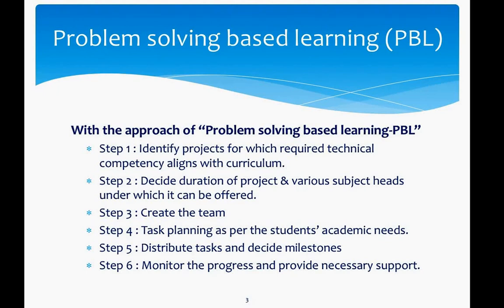We identified 6 major steps to apply software engineering. Step 1. Identify projects for which required technical competency aligns with curriculum. So from the source of projects, we have to identify projects whose required technical competency aligns with the curriculum. Know that for universities, curriculum is the top priority. It has to be complete. So we cannot offer projects which do not align with curriculum.